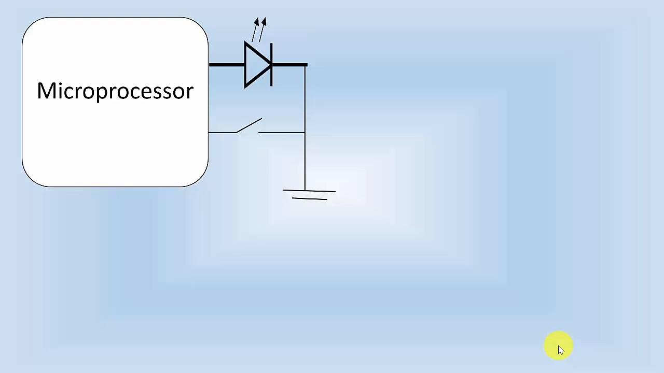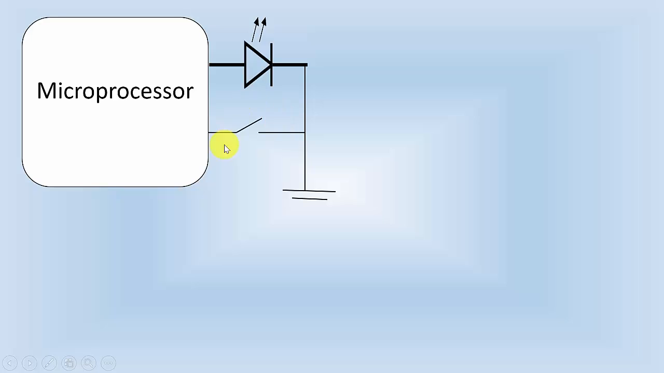Okay, let us take one more example. I'm giving one task to the microprocessor: when this switch is closed, that LED must be on. For this task, what the microprocessor, meaning the operating system, will do is continuously observe this switch.